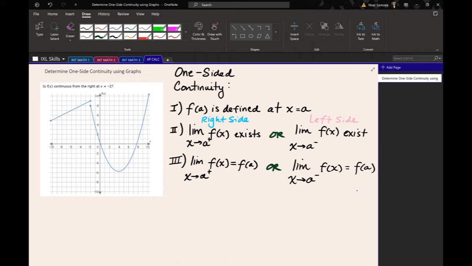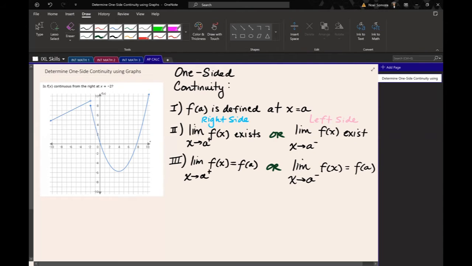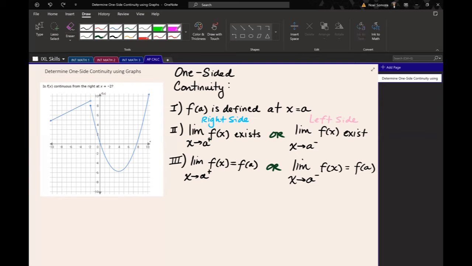But then the conditions change when you get to number two, and it all depends on whether you're looking only for right side continuity or only for left side continuity. When you're looking for right side continuity, the symbol will show a plus sign above the a, right? So this is basically indicating that the limit as x approaches a from the right side exists, okay? In the other case, it would also mean that the limit as x approaches a from the left side exists, right? So that's what the little indicators mean. That's what the plus and the minus represent.